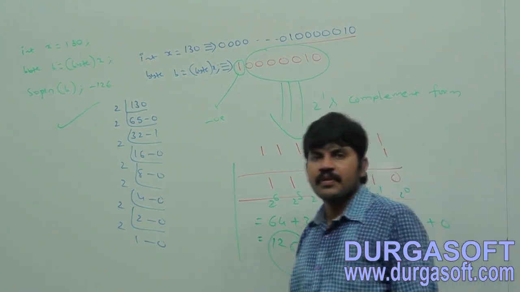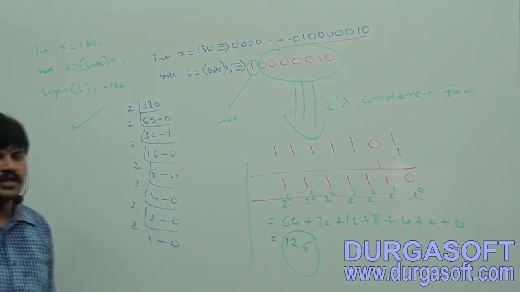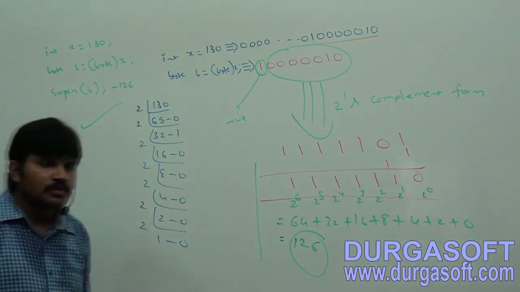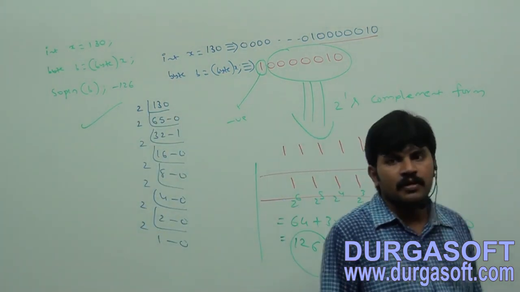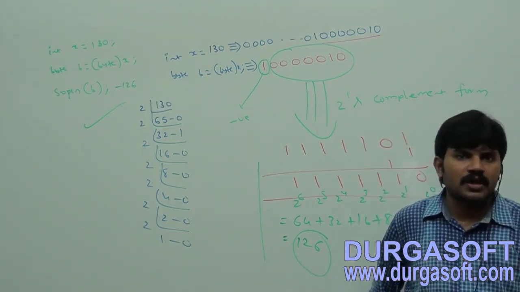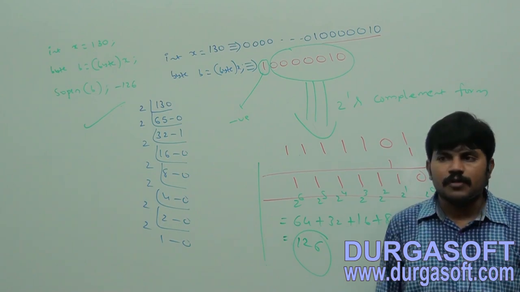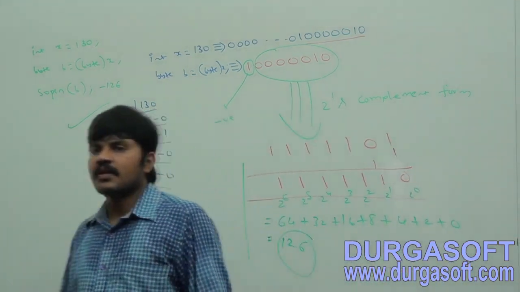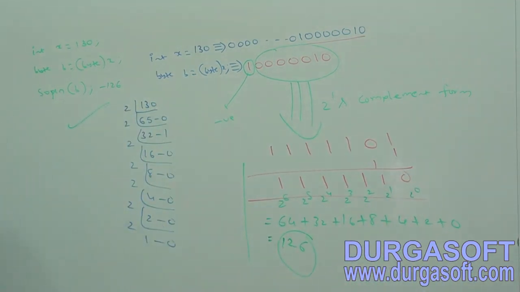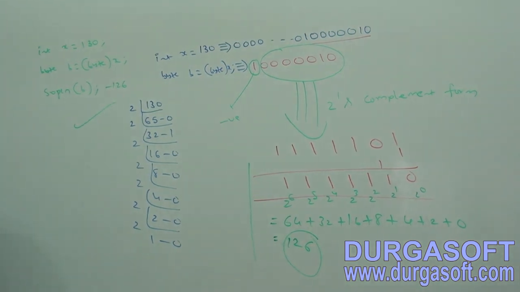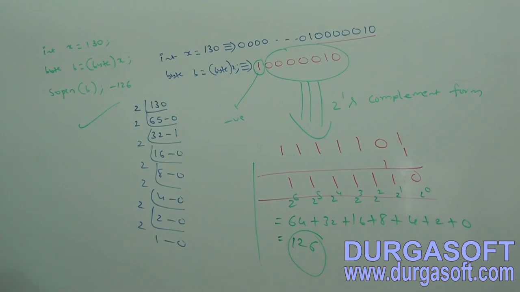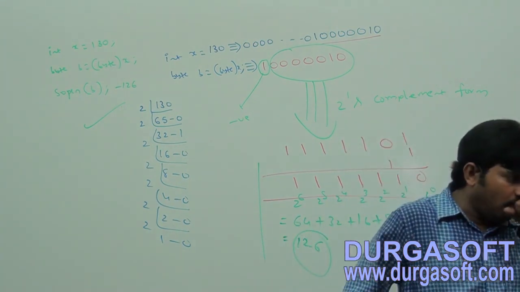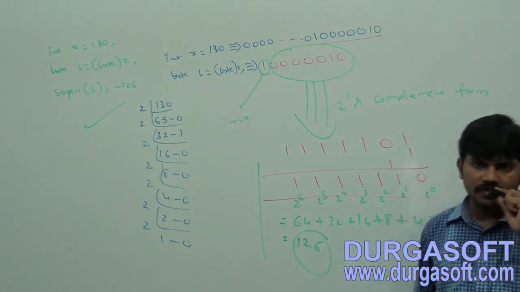Whenever we are assigning a bigger data type value to a smaller data type variable, by explicit typecasting, the most significant bits will be lost. The most significant bits will be lost.